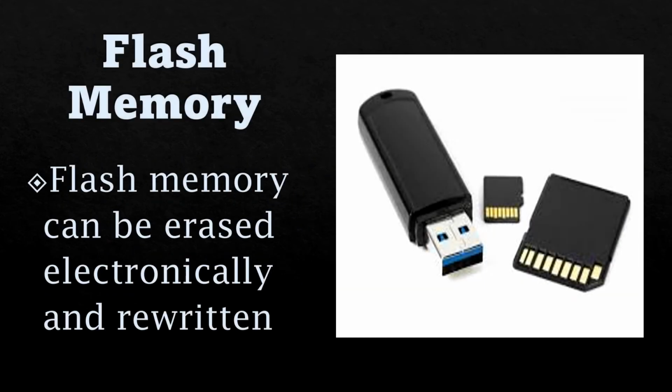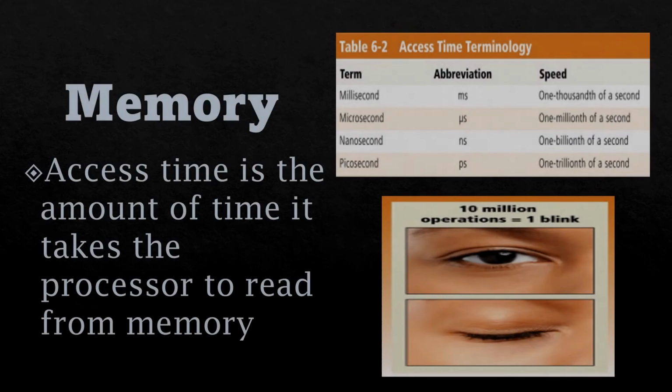Flash memory is an electronic non-volatile computer memory storage medium that can be electrically erased and reprogrammed. It can store data information even when the power is off.